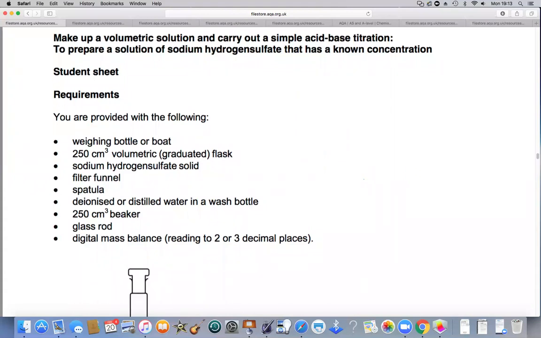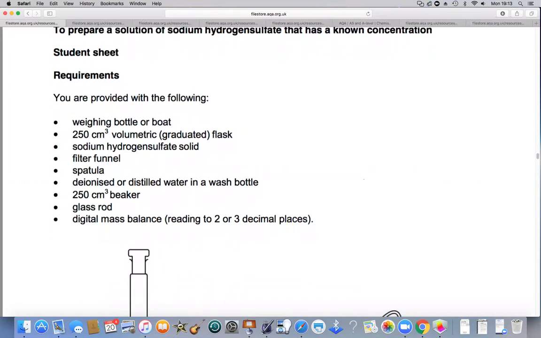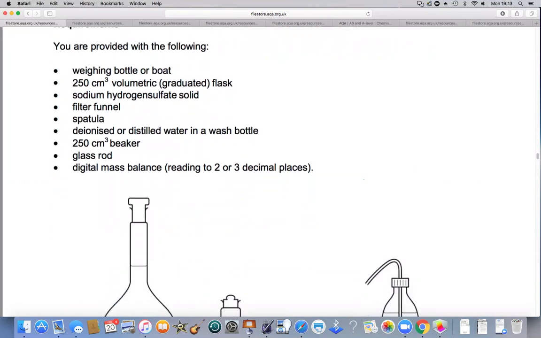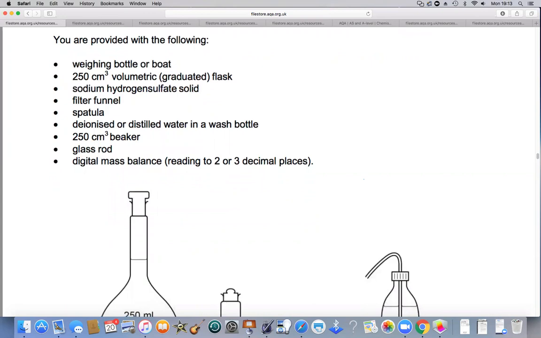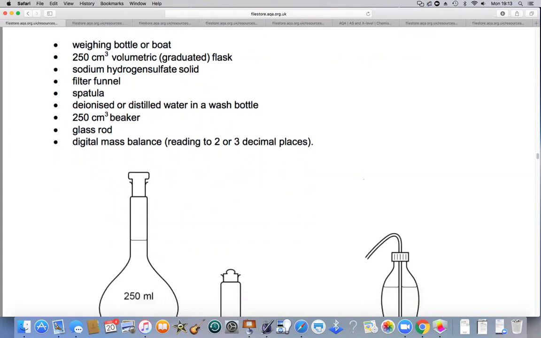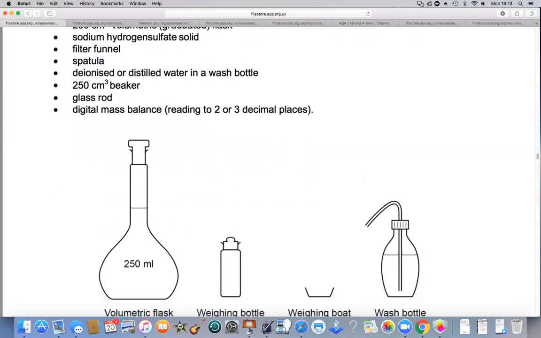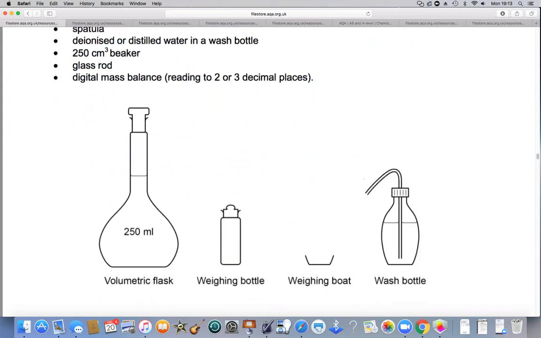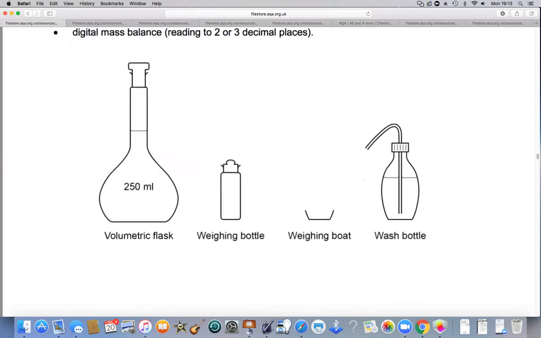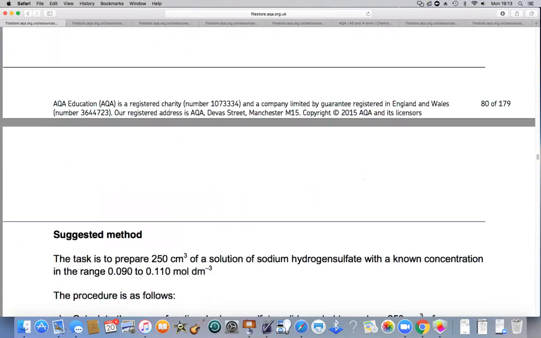So this is an example procedure sheet that you might get, a method sheet. There is your apparatus, so fairly straightforward: weighing bottle or boat, your volumetric flask, your compound of course, filter funnel, spatula, deionized distilled water, beaker, glass rod, and a balance reading to 2 or 3 decimal places. Diagrams are provided in case you don't know what those things look like. And let's have a look at the suggested method.